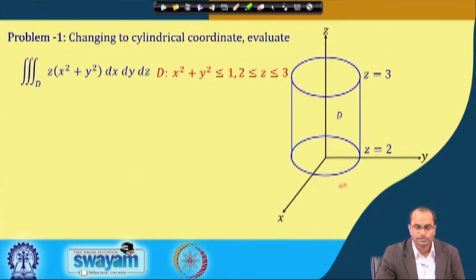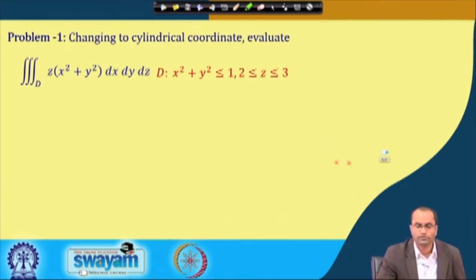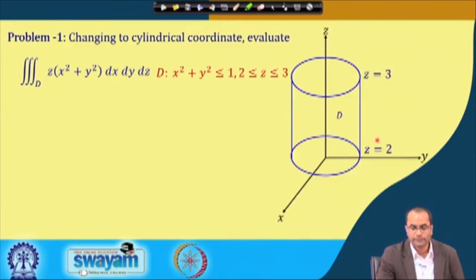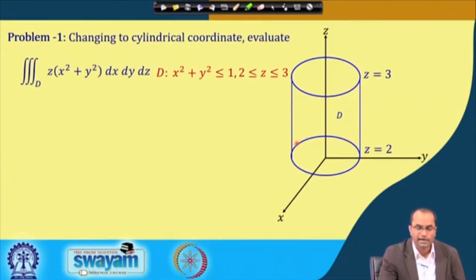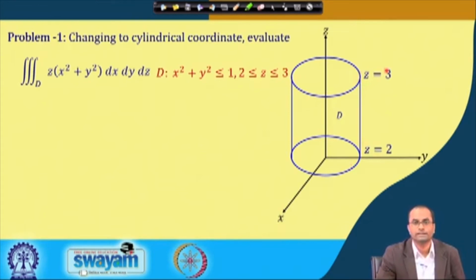So, this is the picture here: the x coordinate, y coordinate and this z coordinate, and we have z going from 2 to 3. That is the height of this cylinder along the z axis, and that is the axis of the cylinder as well. And then we have the circular disk here, which is x square plus y square less than 1. So, the radius of this cylinder is 1, and the height here is from 2 to 3.